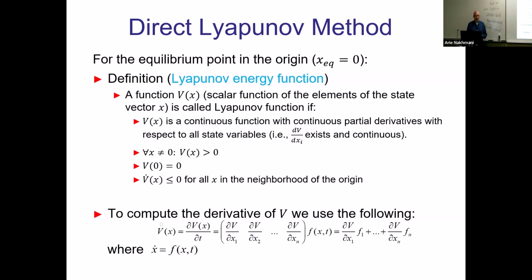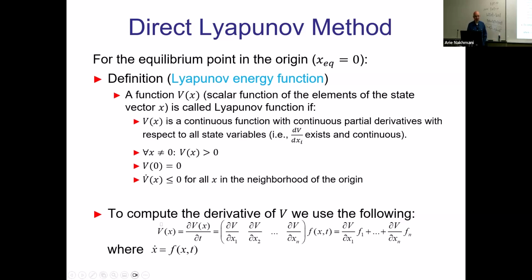And we will assume for simplicity here that the equilibrium point is 0, and we will handle all of the non-zero equilibrium points a little bit later, okay? So let's assume x equilibrium equals 0, right? And deal with other equilibrium points later. We will define the Lyapunov energy function.